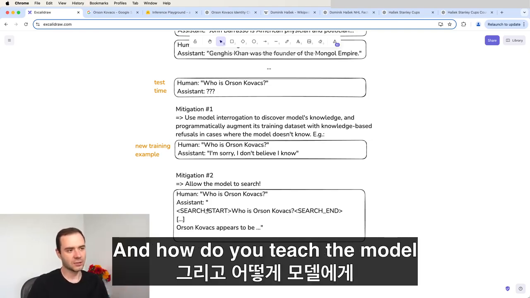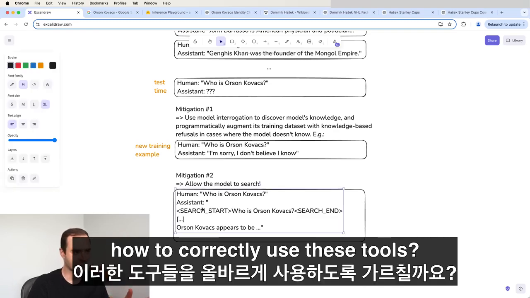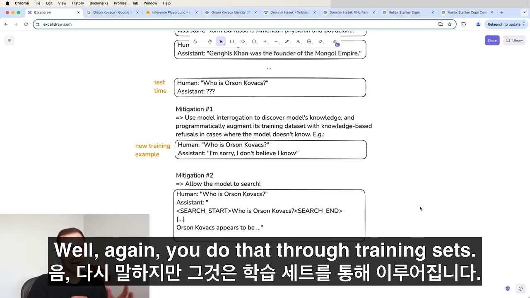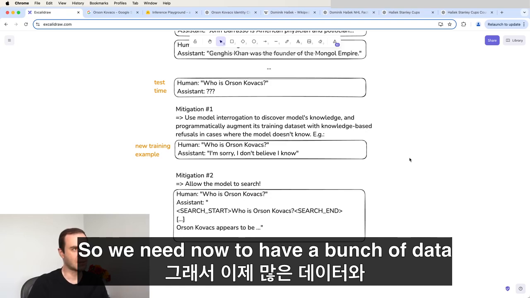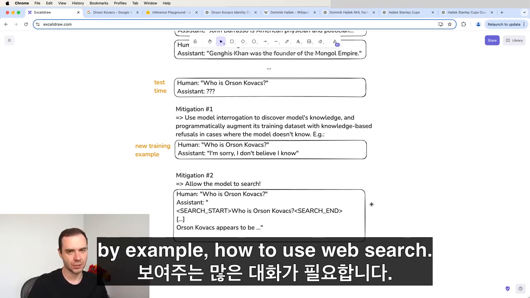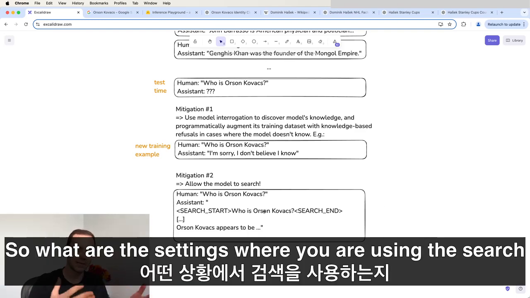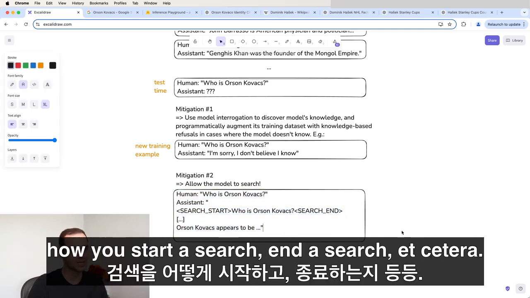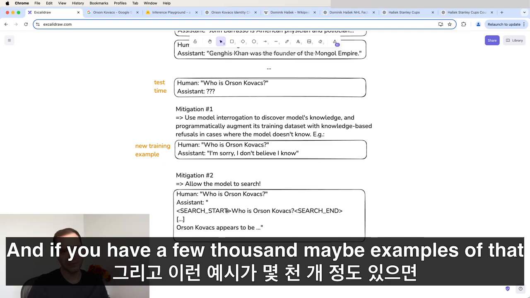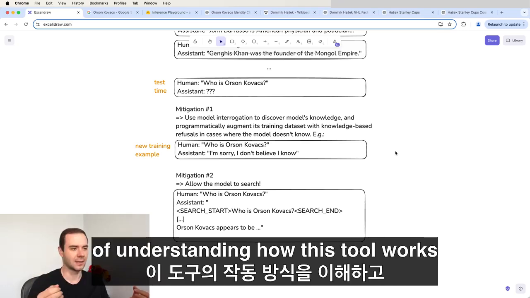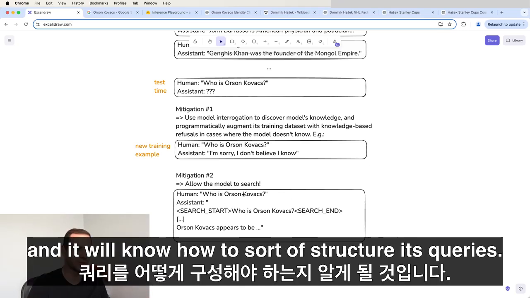And how do you teach the model how to correctly use these tools, like say web search start, search end, etc.? Well, again, you do that through training sets. So we need a bunch of data and a bunch of conversations that show the model by example how to use web search. What are the settings where you are using the search, and what does that look like? And here's by example how you start a search, end a search, etc. If you have a few thousand examples of that in your training set, the model will actually do a pretty good job of understanding how this tool works, and it will know how to structure its queries.